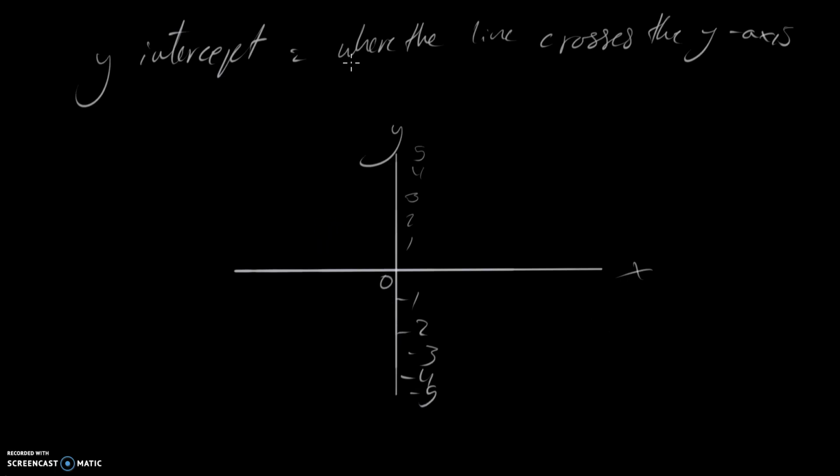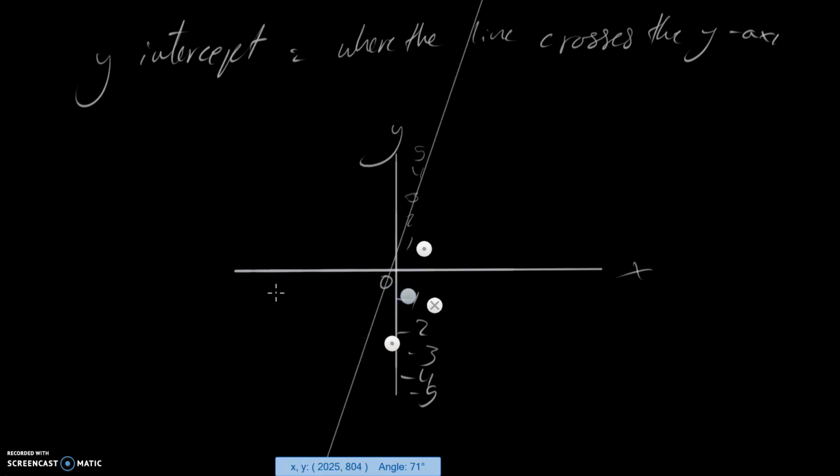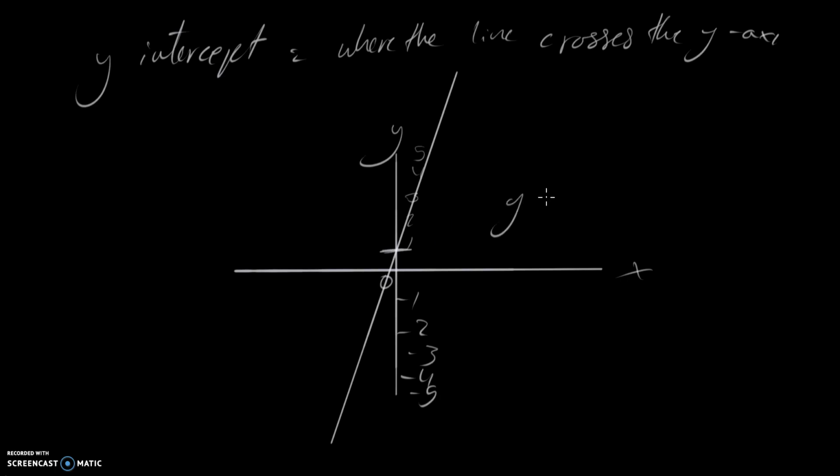Right, let's try that again with a different line. So let's say that you have a line and it goes somewhat like this. Here we can clearly tell that the line crosses where y is 1. So our y-intercept here would be 1. If the line was at a different steepness or a different gradient and it crossed, let's say, 5, our y-intercept would be 5. Simple.